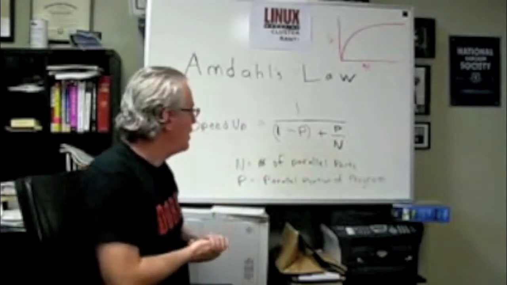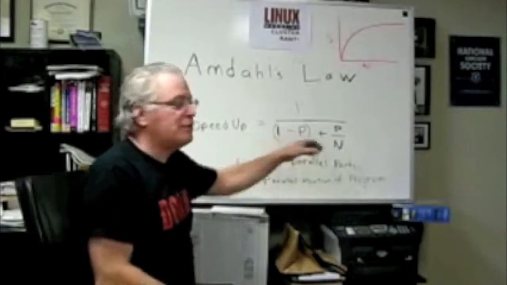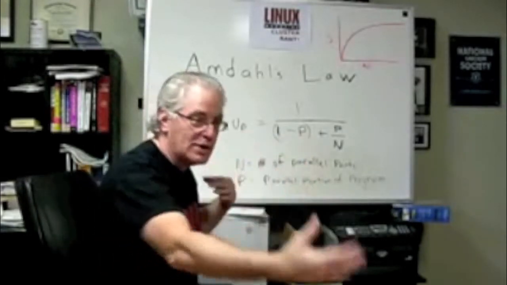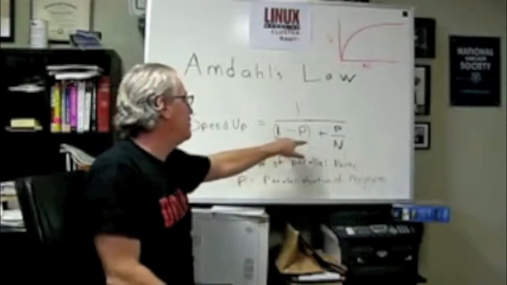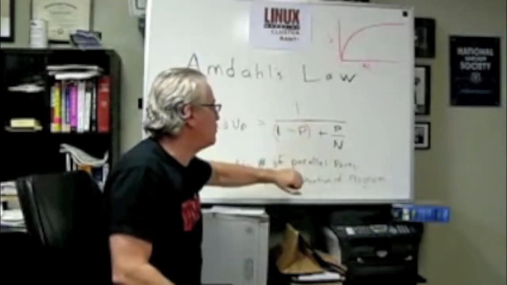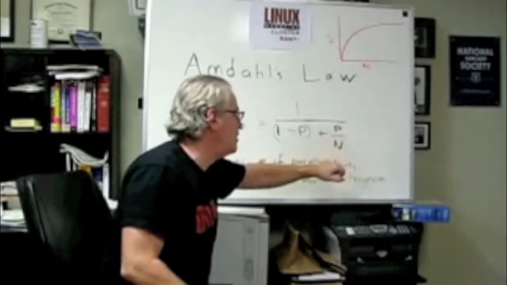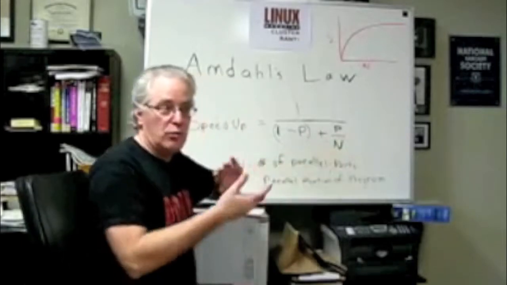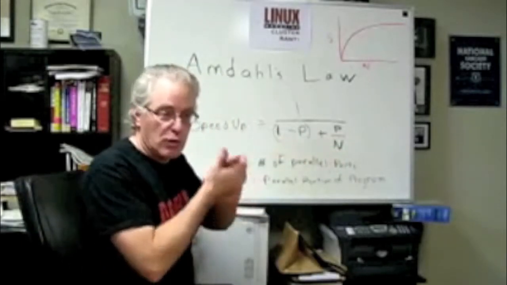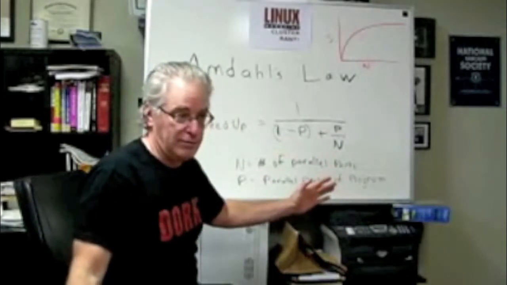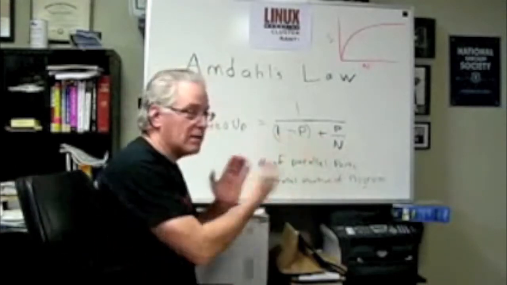Interesting thing. First, 1 minus p is essentially the sequential piece. So what it's saying is the sequential piece, 1 minus p, plus the parallel piece, if n is one processor, is just running the program on one processor. So that's one end of the law.